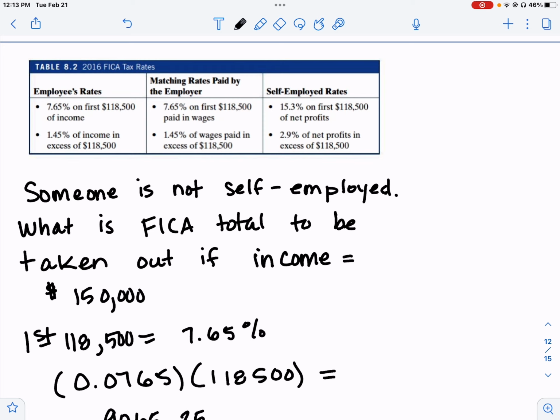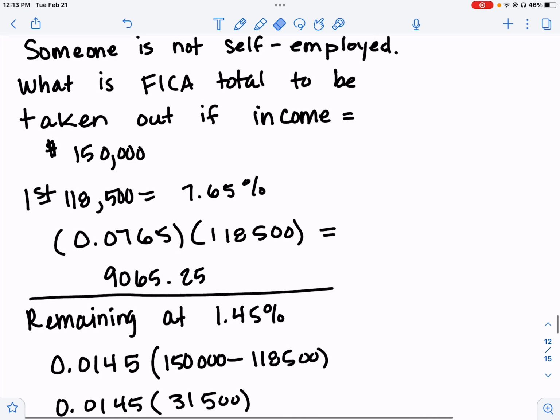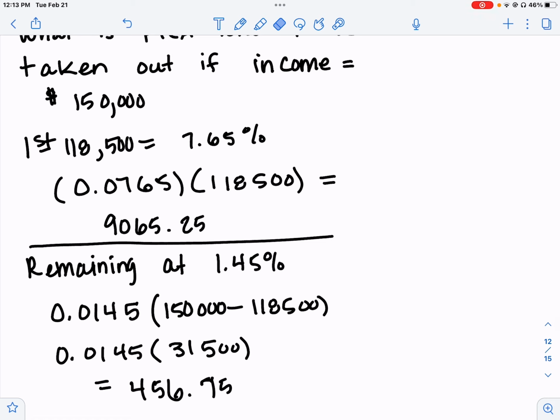Someone that's not self-employed has different taxes than somebody that's self-employed, okay? So self-employed is just this last column. So someone who's not self-employed, what is their FICA to be taken out if their income is $150,000? Okay, so it says the first $118,500 is 7.65. Okay, so we multiply that and we get that this is what's taken out.